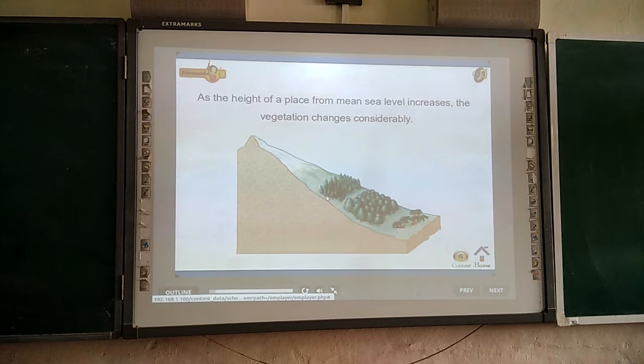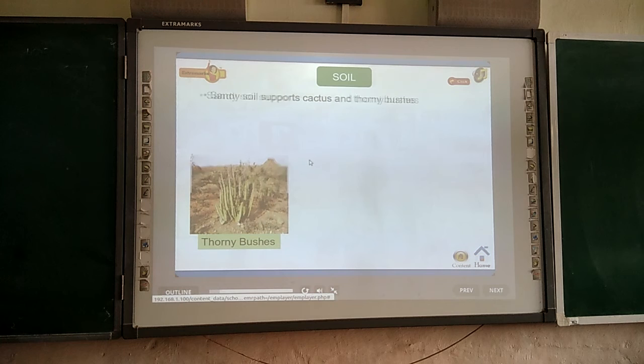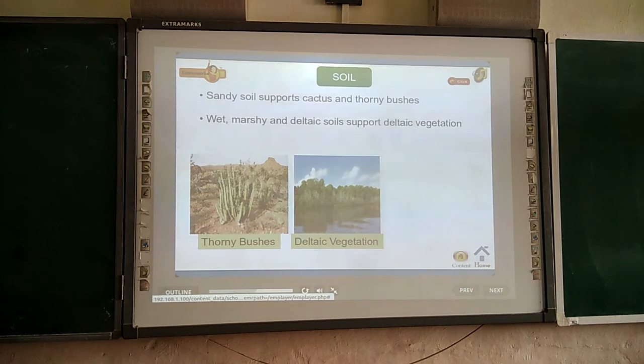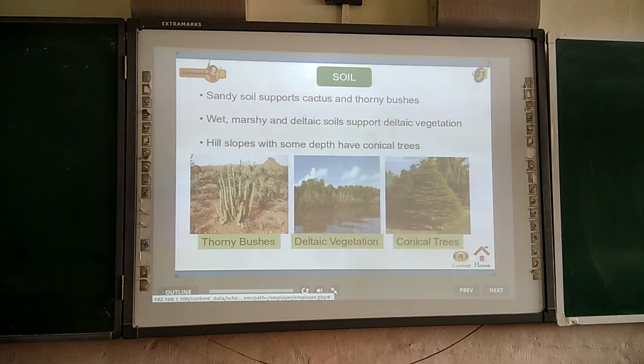As the height of a place from the mean sea level increases, the vegetation changes considerably. The picture given below will be helpful in understanding the change in vegetation with the change in height. Soil. Sandy soil supports cactus and thorny bushes. Wet, marshy and deltaic soils support deltaic vegetation. Hill slopes with some depth have conical trees.